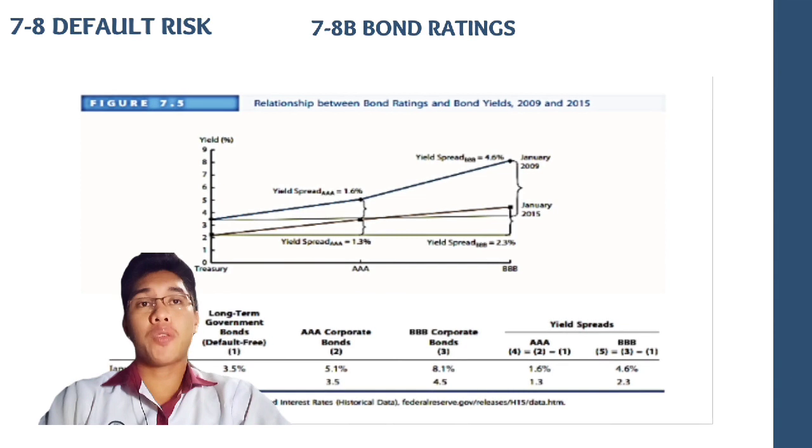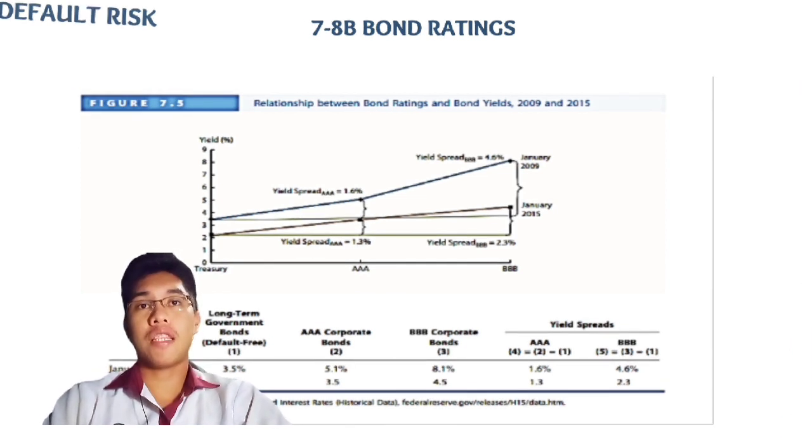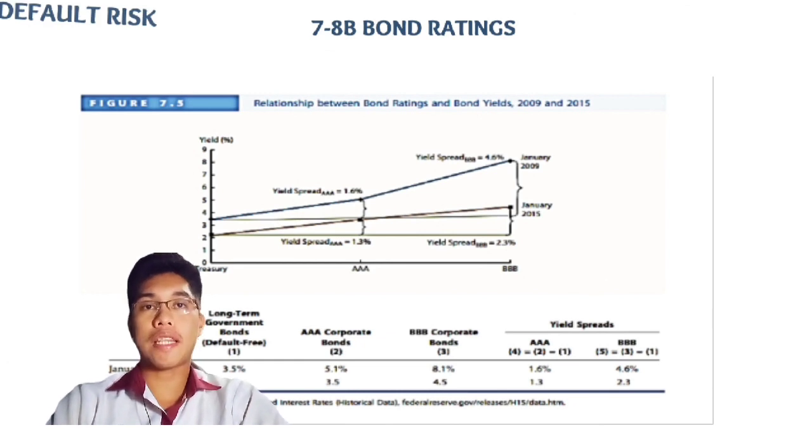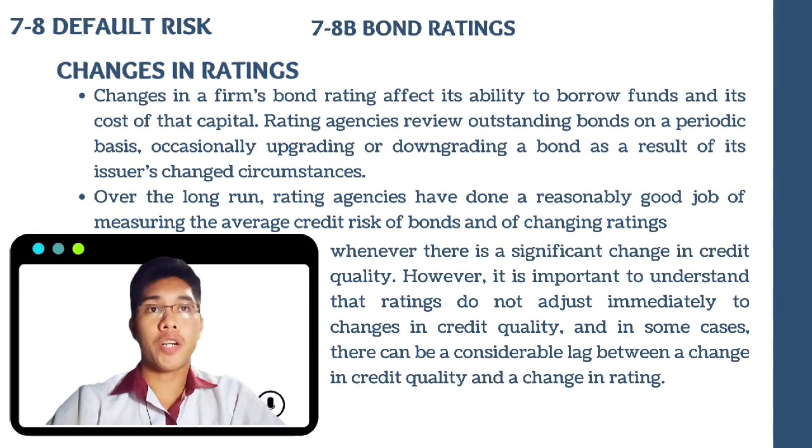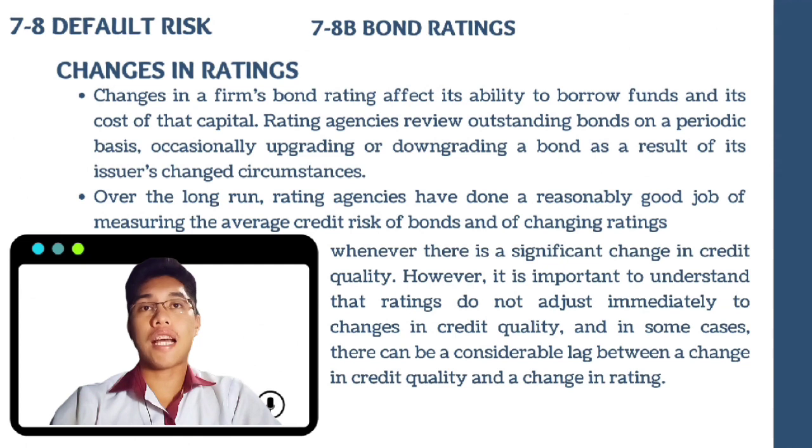The risk-free rate, or the vertical axis intercept, was lower in January 2015 than it was in January 2009. Second, the slope of the line has decreased. In the crisis period of 2009, investors were both pessimistic and risk-averse, so spreads were quite high. As noted above, these spreads have subsequently fallen as economic conditions have slowly improved. Changes in a firm's bond rating affect its ability to borrow funds and its cost of that capital.